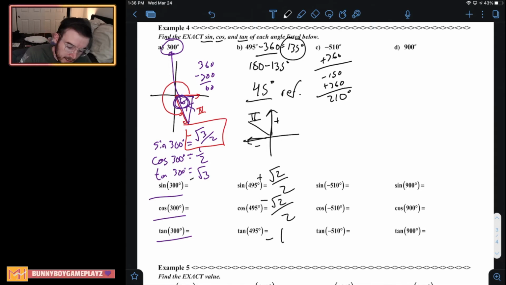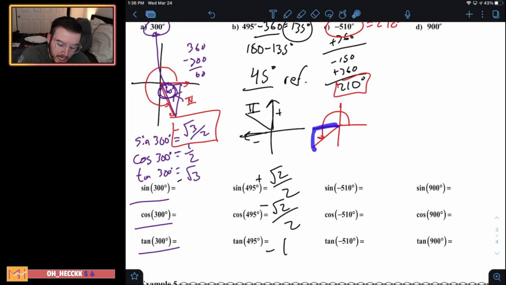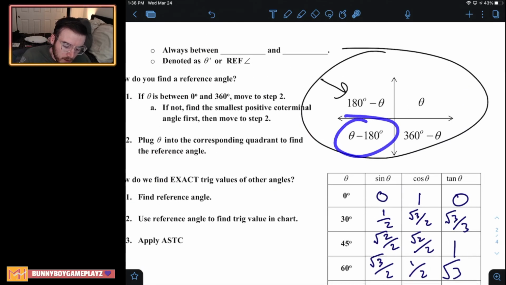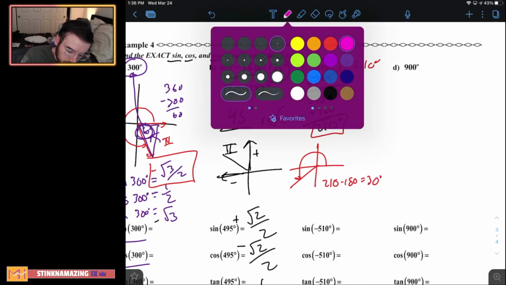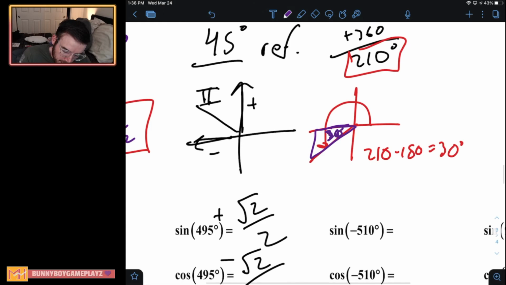So that's a coterminal angle, but that's not the reference angle. If negative 510 is equal to 210, 210 is going to be right here in quadrant 3, a little bit past 180, correct? So if we're in quadrant 3, we do angle minus 180. So 210 minus 180, and I get 30 degrees. So the reference angle that is created right here in this spot is 30 degrees. I know that's kind of teeny, but it's 30 degrees.